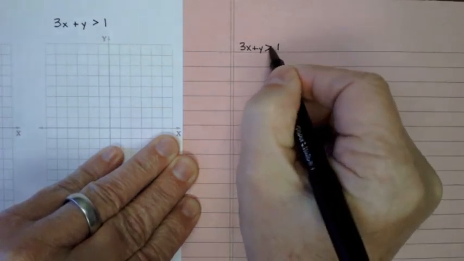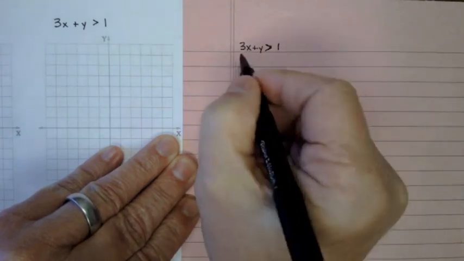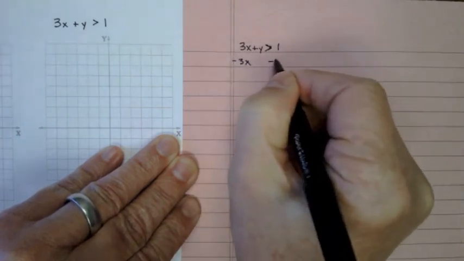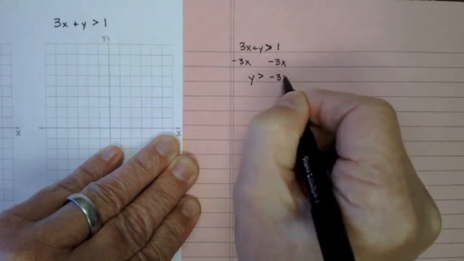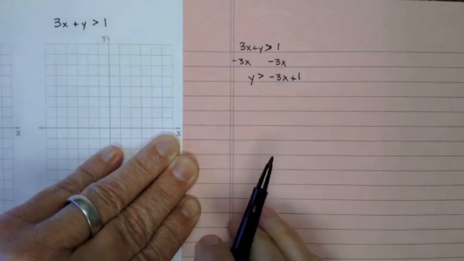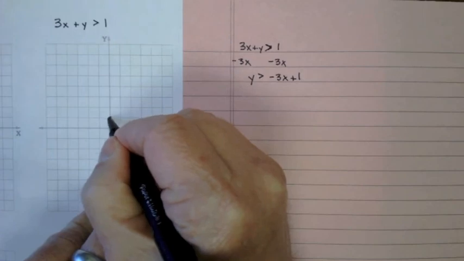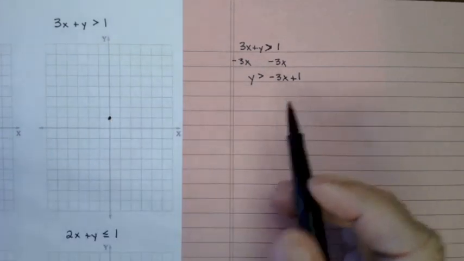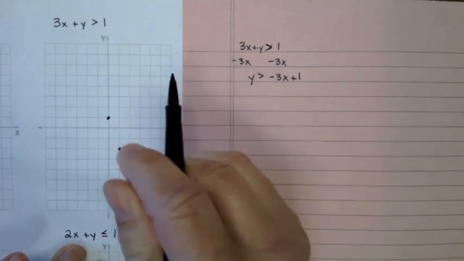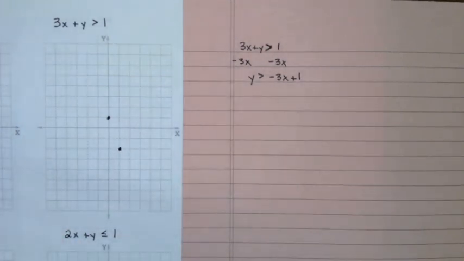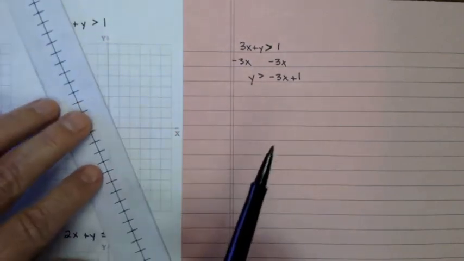So some of these you're going to have to change into slope-intercept form because you can't use the x- or the y-intercept. So I'm going to subtract 3x from both sides. y is greater than -3x plus 1. This is what I'm going to use to graph this. My y-intercept is 1. My slope is -3. That's telling me to go down 3, 1, 2, 3, over 1. The next thing I need to determine is what type of line it's going to be. Since it's using this symbol right here, it's going to be a dashed line.